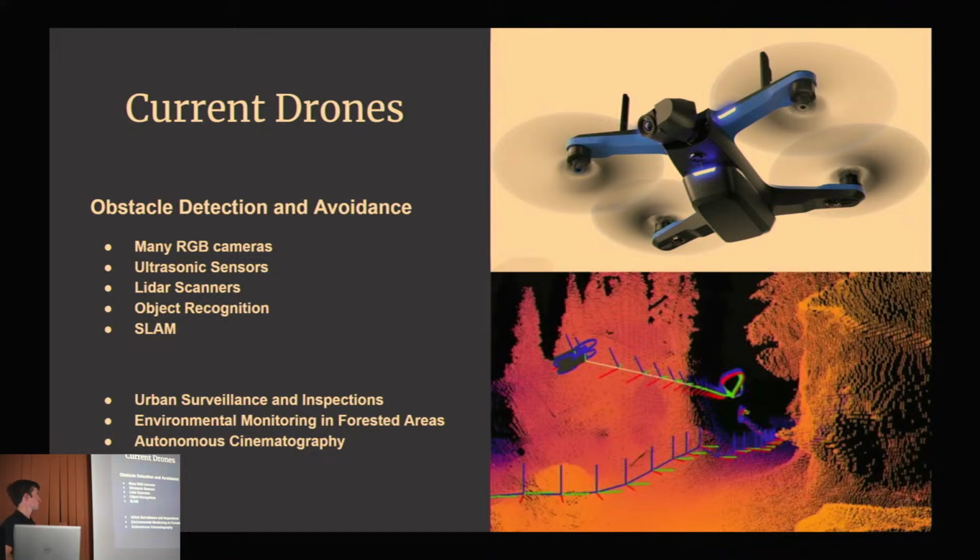Also, the introduction of SLAM was mandatory in order to make drones map and be aware of their environment and its uses. For example, urban surveillance and inspections, environmental monitoring, and autonomous cinematography. And that's basically the main goal with Skydio tracking.